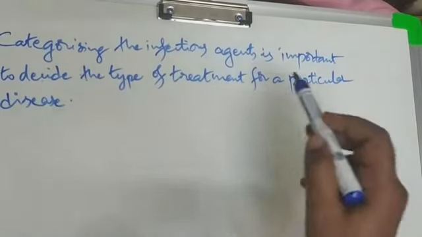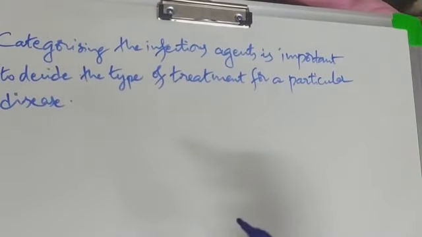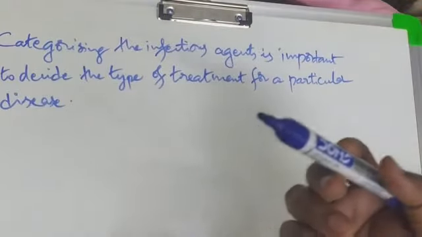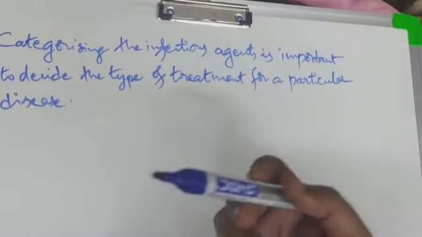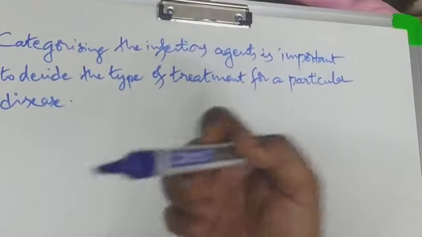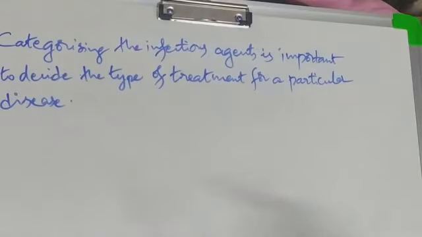So, categorizing the infectious agents is important to decide the type of treatment for a particular disease. If we don't know the category of infectious agent, like whether it belongs to viruses or bacteria or protozoa or nematode, then we cannot decide which type of treatment we can use.